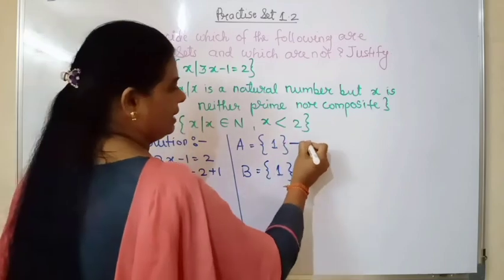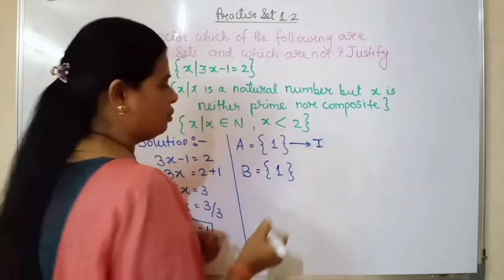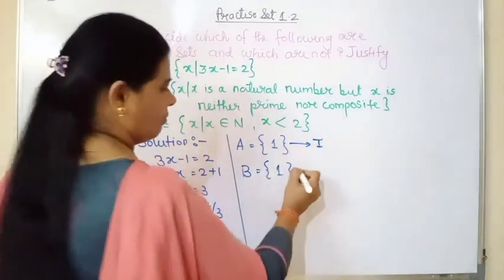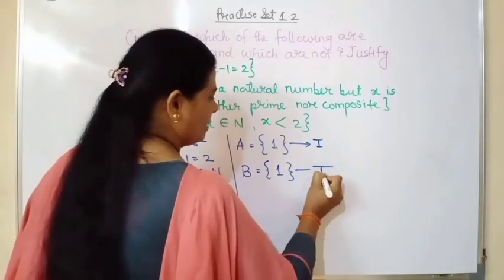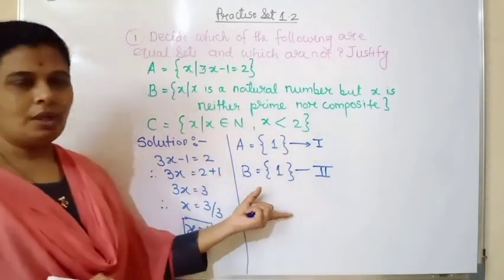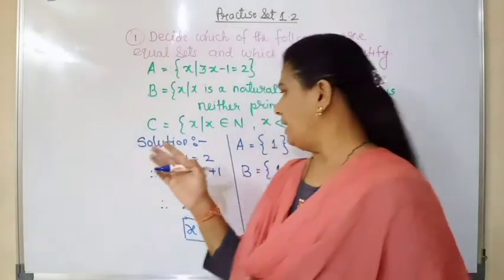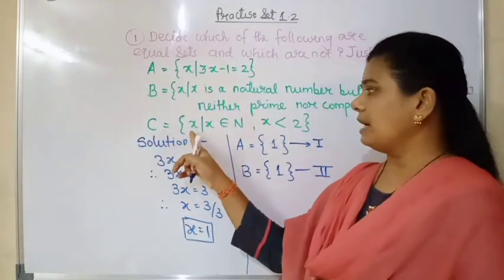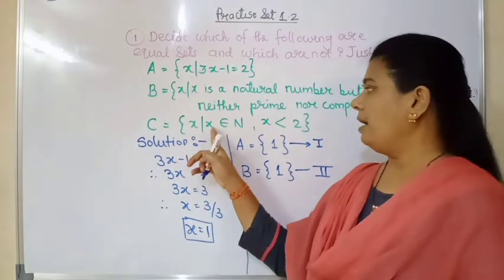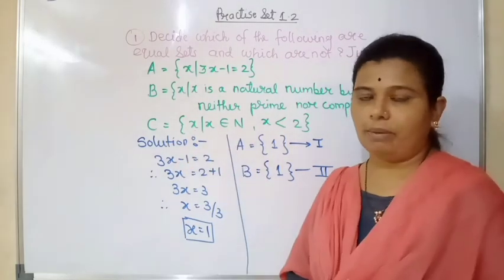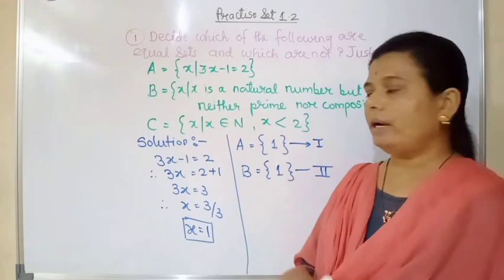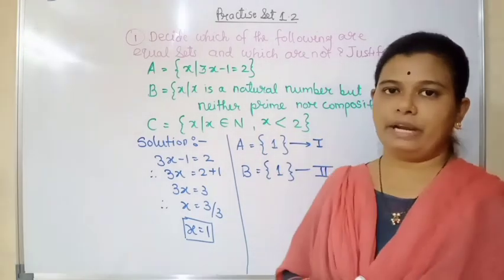I will just write it here: give the number 1 to the set A, and the number 2 to set B. Now we will form the set C. What is given in the set C? It is a set of x such that x belongs to natural numbers, first thing. Second thing, x is less than 2.